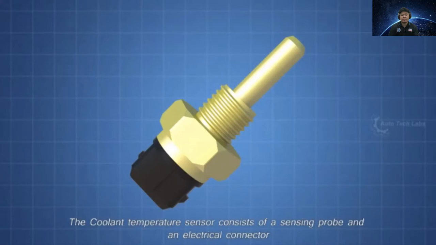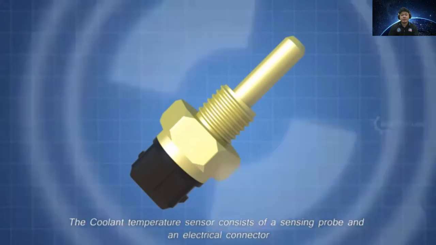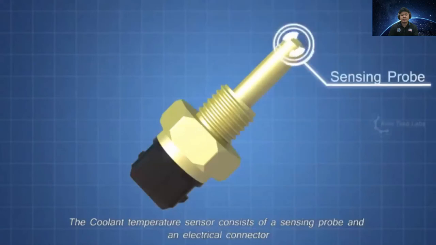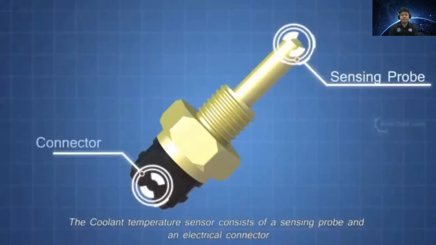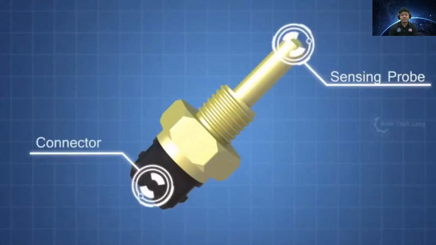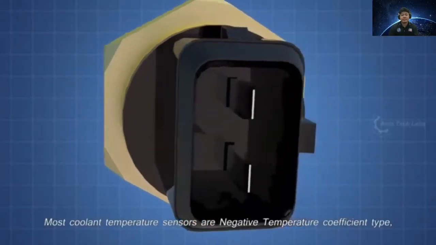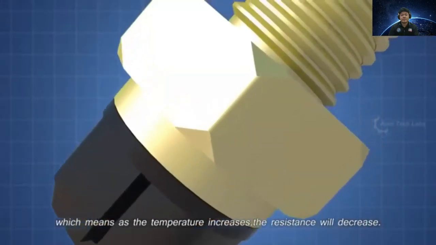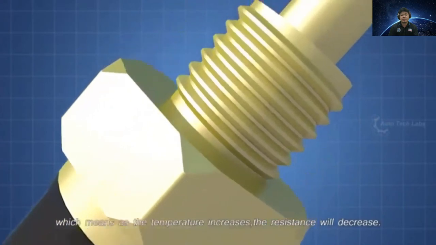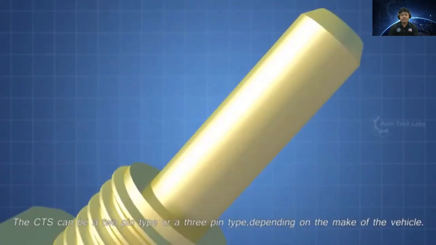The coolant temperature sensor consists of a sensing probe and an electrical connector. So this is the connector. Most coolant temperature sensors are negative temperature coefficient type, which means as the temperature increases, the resistance will decrease. The CTS can be 2-pin type or 3-pin type, and it depends on the make of the vehicle.